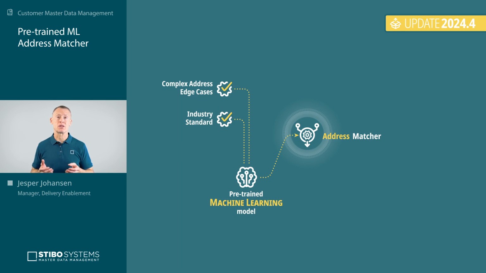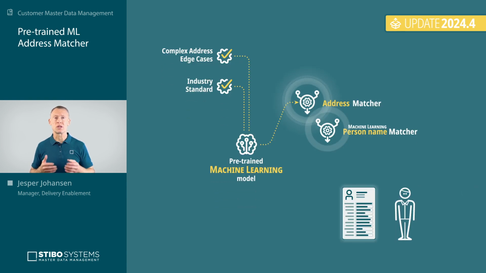The new address matcher complements the person name machine learning matcher, which was released in a previous update. The update reduces the skills and effort required by the system integrators and consultants to establish a high-performing matching algorithm that meets the business requirements.